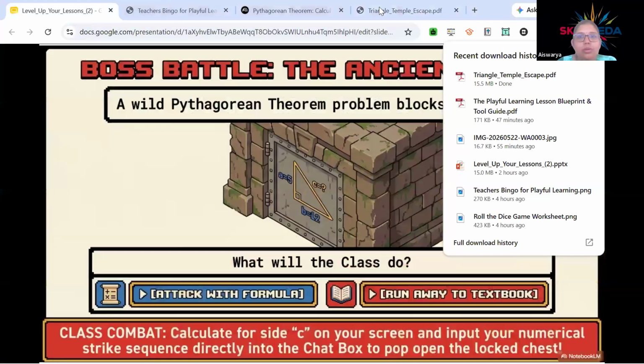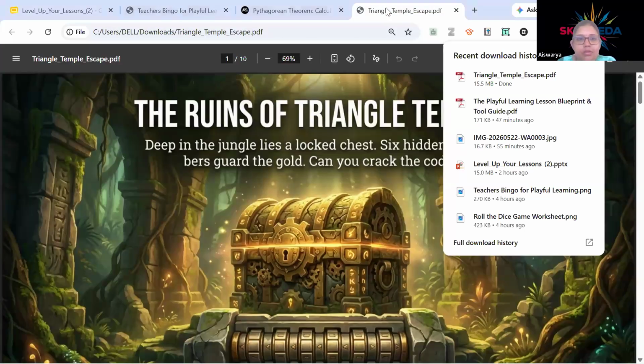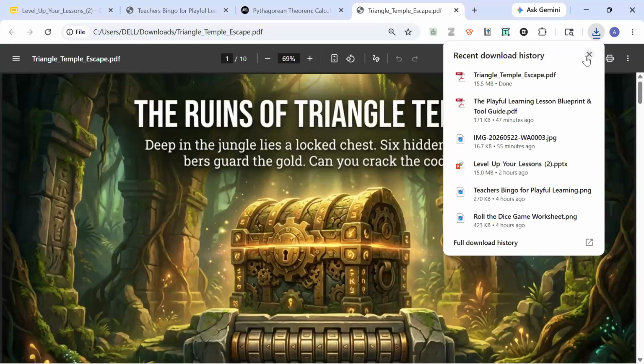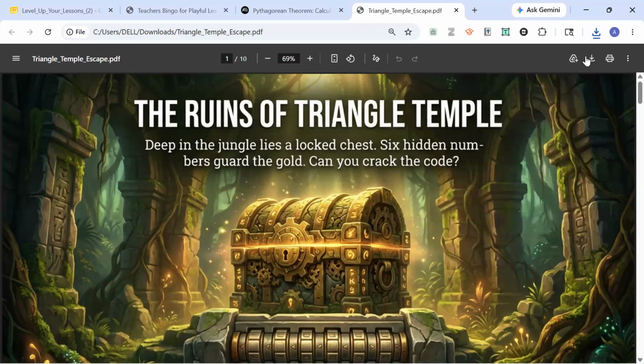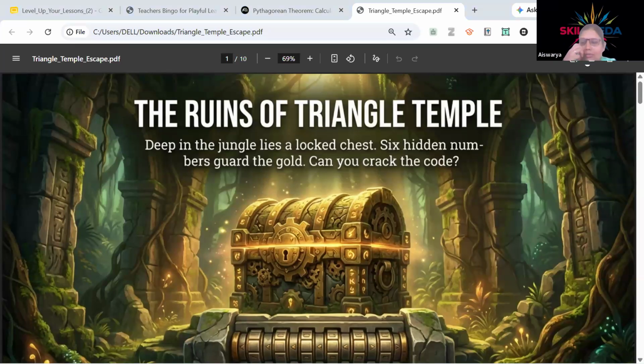Imagine I'm going to, sorry. Okay. The same Pythagorean theorem, I have made it into a jungle escape. Give me a minute. I'm going to my downloads. Sorry. As a geometry jungle, where you have to identify, as I said, it is locked with mechanical dials, and students have to solve this code to open this vault.